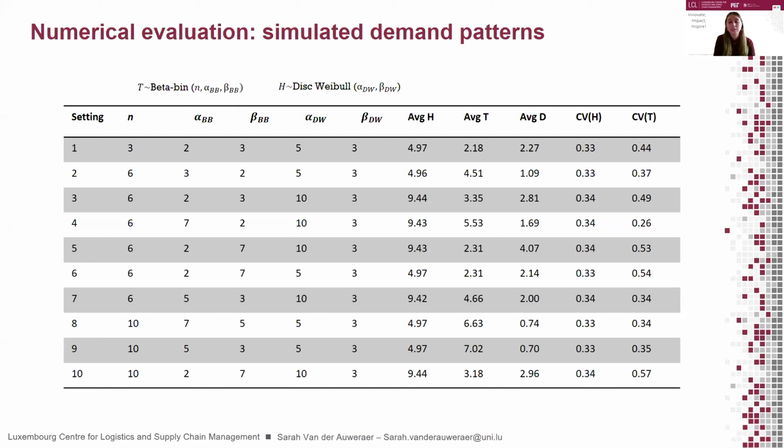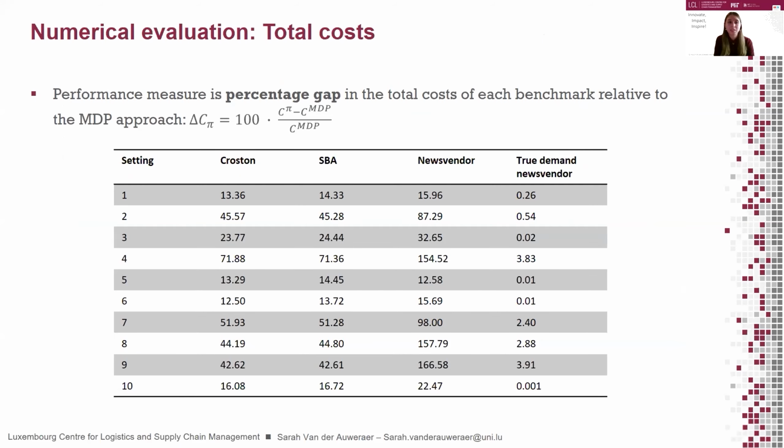So here what you can see is the results of our experiments, which are expressed in percentage gap. So it's the percentage gap in total costs of the 4 benchmarks compared to our MDP approach. And what we can see looking at this table overall is that the MDP approach is outperforming all of them. So this is good news for our approach.